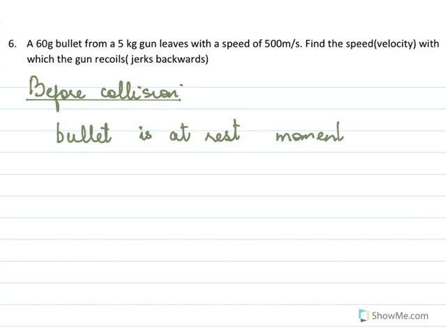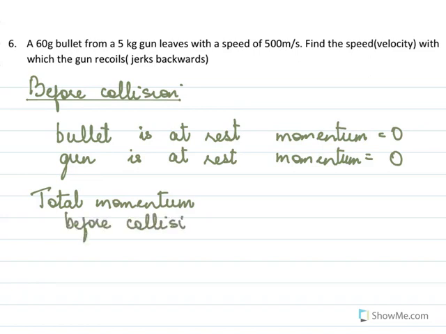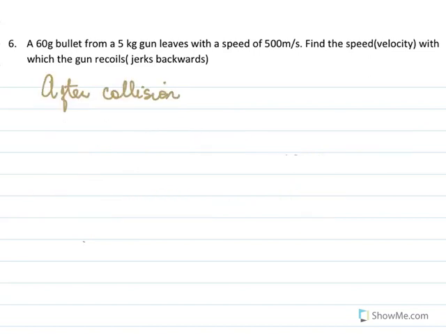so the momentum of the bullet is 0 because velocity is 0, and the gun is also at rest before firing, so the momentum of the gun is also 0. So total momentum before collision equal to 0 kg meter per second. That's the momentum before collision. Let's go and find out what is the momentum after collision or after firing.